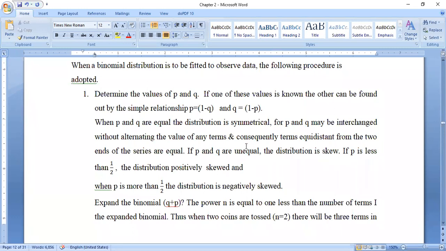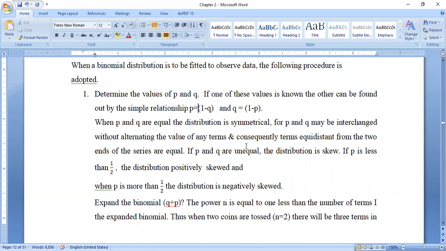The next point: when p and q are equal, the distribution is symmetrical. For p and q may be interchanged without altering the value of any terms, and consequently terms equidistant from the two ends of the series are equal. In the previous problem we got q power 6 at the beginning, and finally at the end p power 6. Terms at equal distance from the two ends are equal.